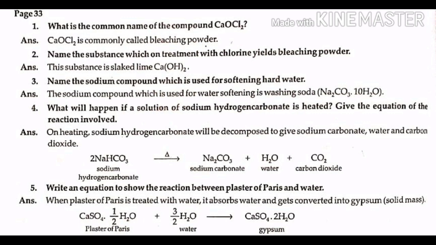Question number 5. Write an equation to show the reaction between plaster of Paris and water. Answer. When plaster of Paris is treated with water, it absorbs water and gets converted into gypsum, a solid mass. CaSO4 half H2O plus 1.5 H2O, or 3/2 H2O, gives CaSO4 2H2O.